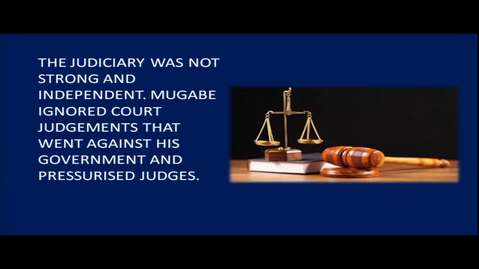Even the judiciary was not strong and independent. One of the basic features in a democracy is a strong independent judiciary without which impartial judgment is impossible. So in Zimbabwe, Mugabe controlled the judiciary, ignored the court judgments that went against the government, and pressurized the judges to give a verdict which did not go against him.